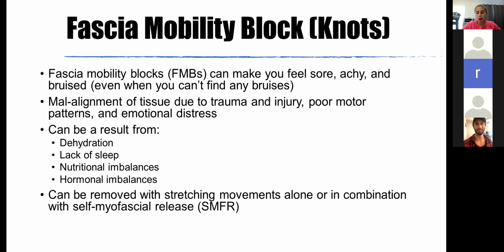And so what is a knot? This is like a malalignment of your tissue. It could be due to trauma or injury that you might have had in that area. Maybe poor motor patterns. For example, when you're walking, maybe you're walking with your feet pronated and putting more weight on one foot than the other. So poor motor patterns could cause this as well. And even emotional distress. If you're stressed, hopefully we can manage that throughout the semester as it gets busier, but those trapezius muscles can get tight, and that's definitely an indicator of where a lot of people carry their stress.